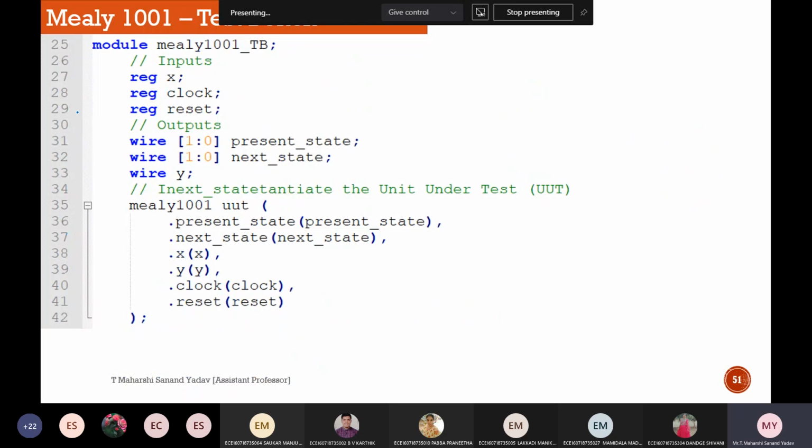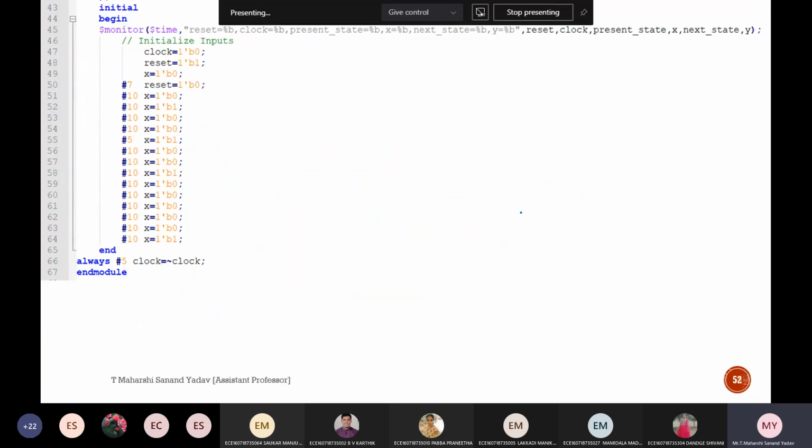Next, test bench. Module name followed by inputs are treated as registers, outputs are treated as wires. Till here you'll get the code directly within your Xilinx tool. And this is the unit under test, meaning this is the particular module for which I'm testing. And then dollar monitor and initial inputs. For different cases of inputs, you can check.